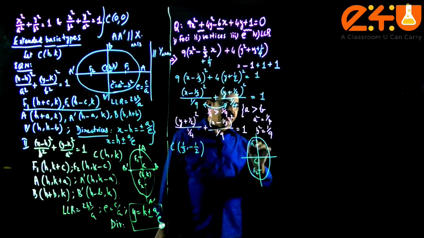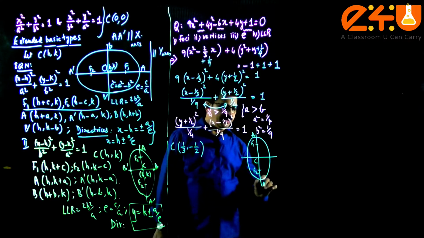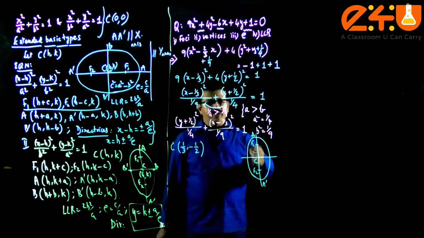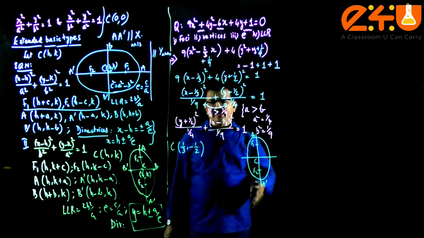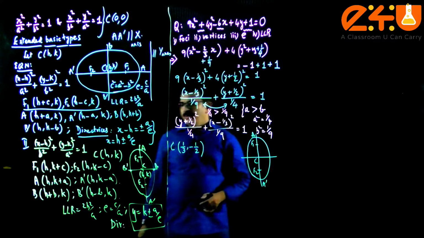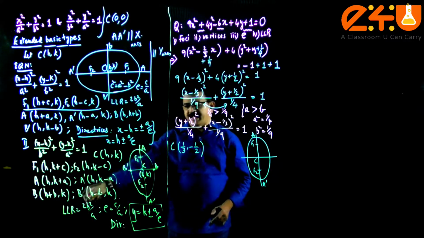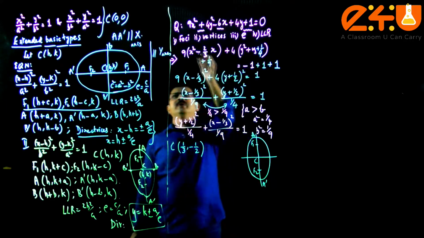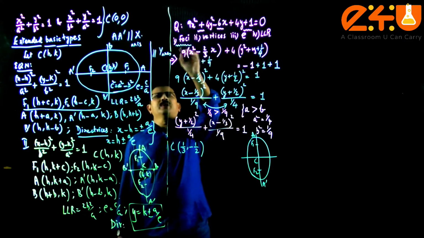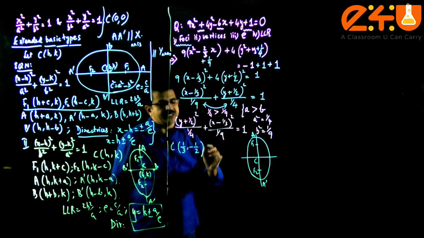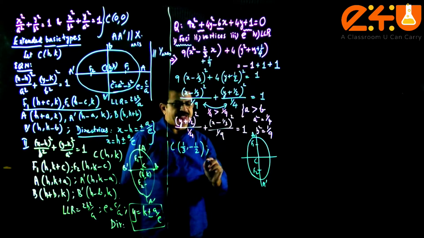So foci and vertices are along the major axis, of course, and major axis is parallel to y-axis. So you can follow the other routine, yes, what we highlighted in the second part. So now let us see whether you can highlight the foci. What about the value of c in this case?